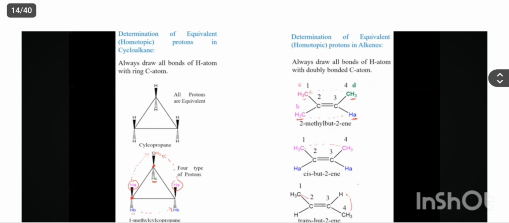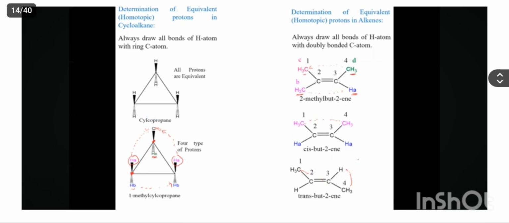Determination of equivalent homotopic protons in cycloalkene. Always draw all bonds of hydrogen atoms with the ring carbon. Determination of homotopic protons in alkene: always draw all bonds with the doubly bonded carbon atoms. In cyclopropane, all protons are equivalent. 1-methylcyclopropane has 4 types of protons. Also 2-methylbutene, cis-butene, trans-butene.